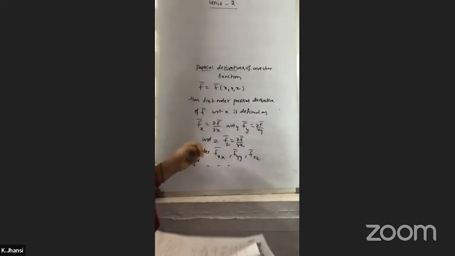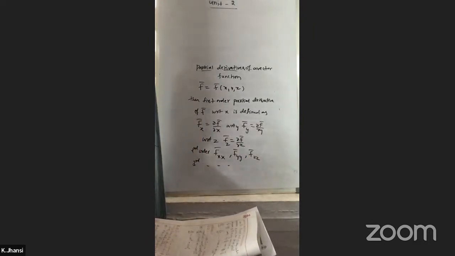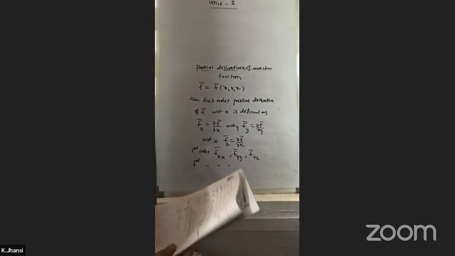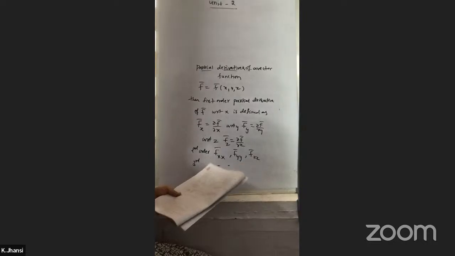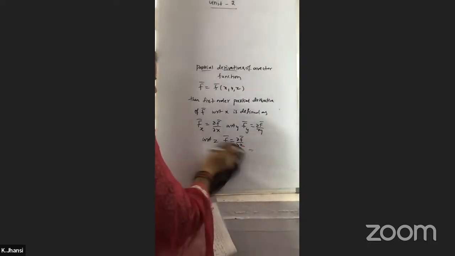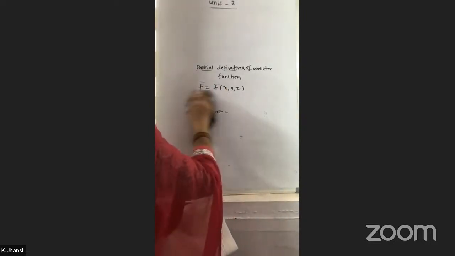Okay. So like this, how the representation will be there, that is important, and how we'll find the partial differentiation for the given vectors. So one small problem we'll see on this, and we'll wind up the class.